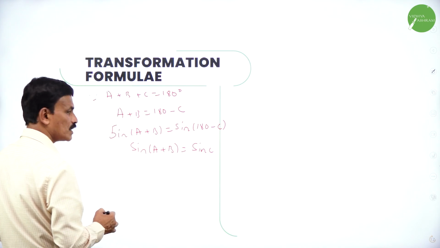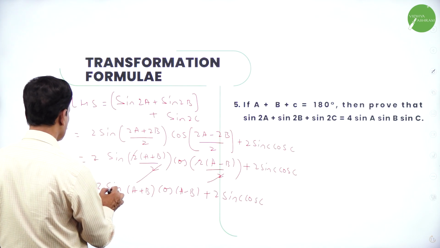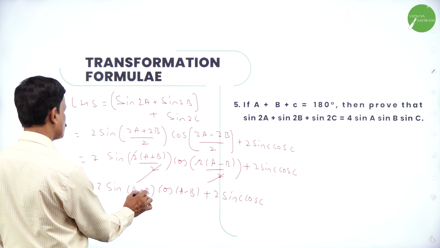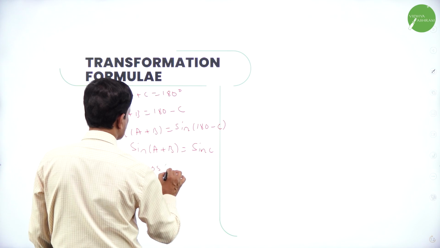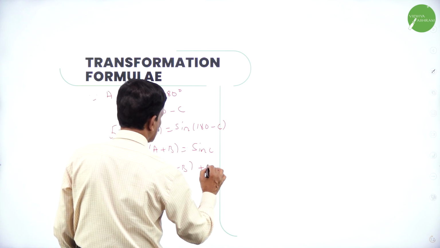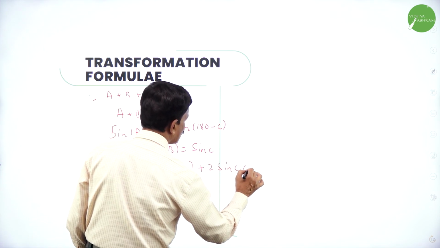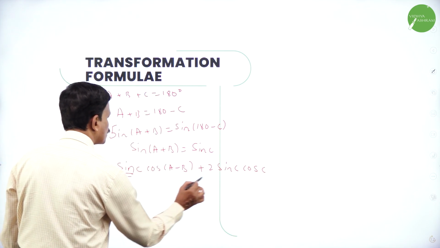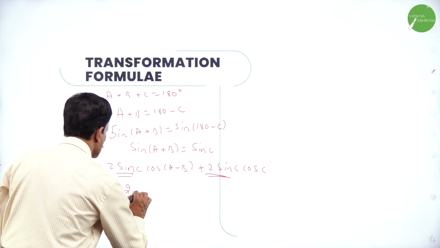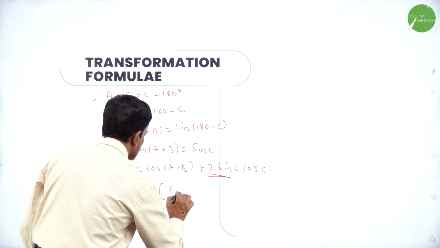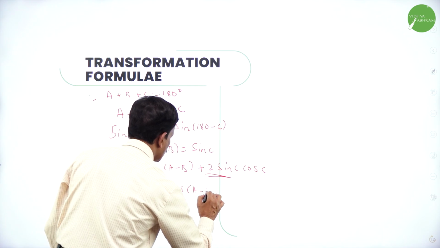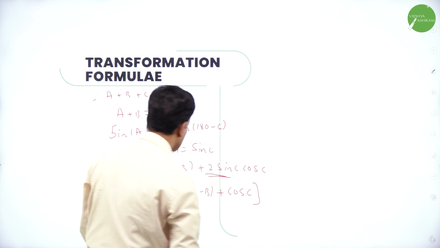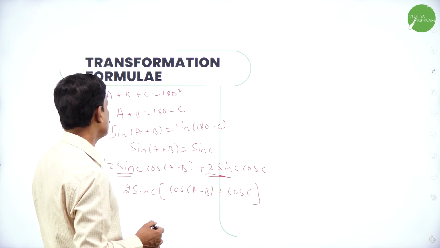Now, the given equation will reduce to 2 times sine of a plus b, which is sine c, into cos a minus b, plus 2 sine c and cos c as it is. So, you can take the common factor. What is the common factor? 2 sine c is the common factor. So, 2 sine c is taken out. What is left over is cos of a minus b plus cos of c. This is left over, right? Cos a minus b and cos c.